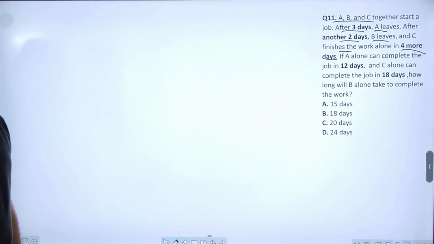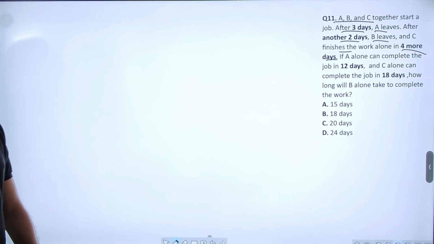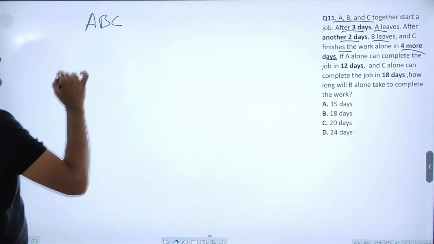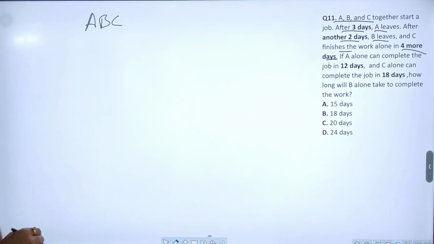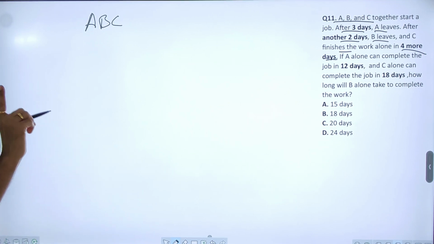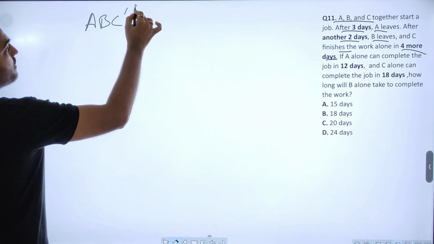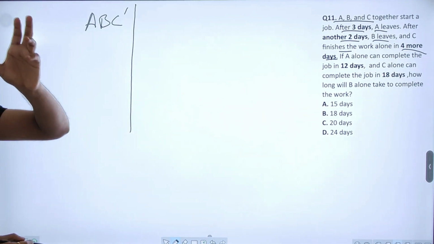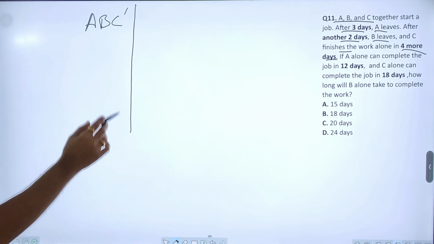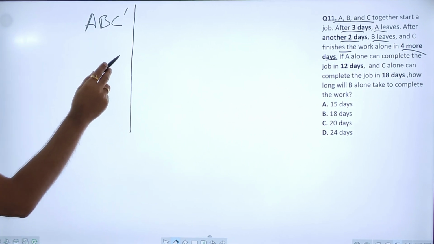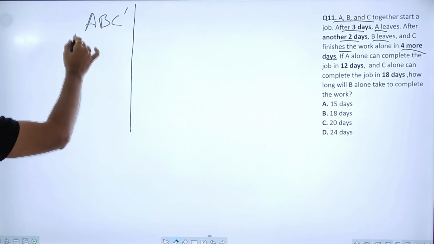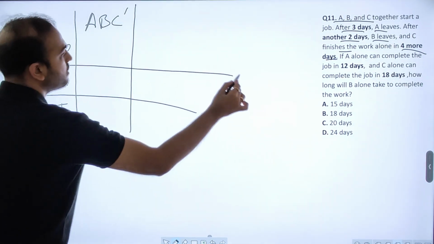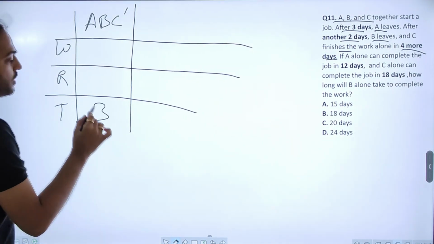Okay, no problem. Let's make a table. Let's see who's working when. When the work started, all the 3, A, B, C, were working. Did they finish the work? No. So that is why we will put a dash here to tell us that they are doing only a portion of the work. They work for 3 days because after that A leaves. So A, B, C work together only for 3 days.